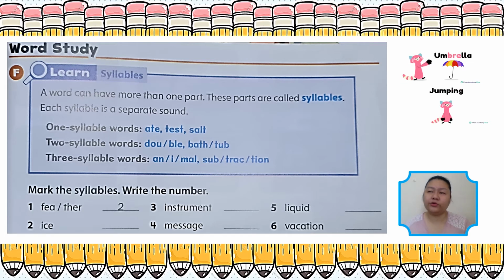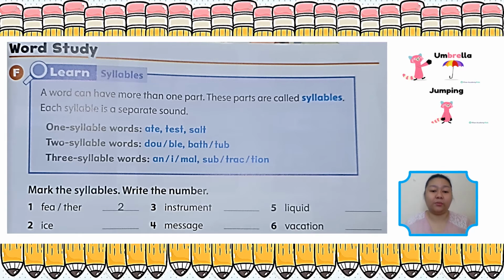Okay, now how do we do it? In syllables, we can have one syllable, two syllables, three syllables, or even more syllables depending on our word. For example, for one syllable, we have here the word ate, test, and salt. Now, why are they only one syllable? When you read them, it's just ate, test, salt. See, you read it as one, you cannot separate it.